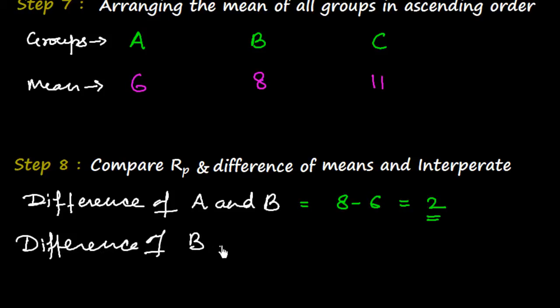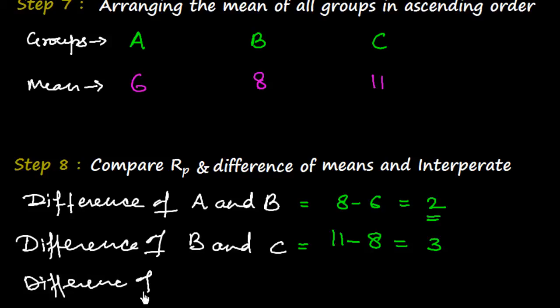Difference of B and C, we get here 11 minus 8, which is 3. And difference of A and C, which is 11 minus 6, which is 5. So here we could now easily find out the differences are 2, 3, 5, and the values of their respective RPs.